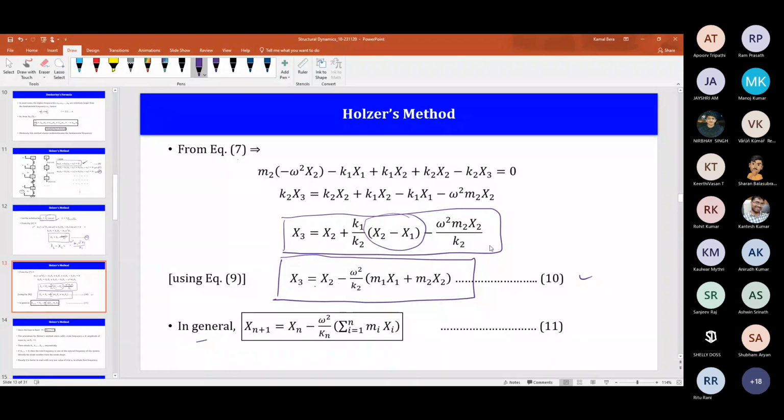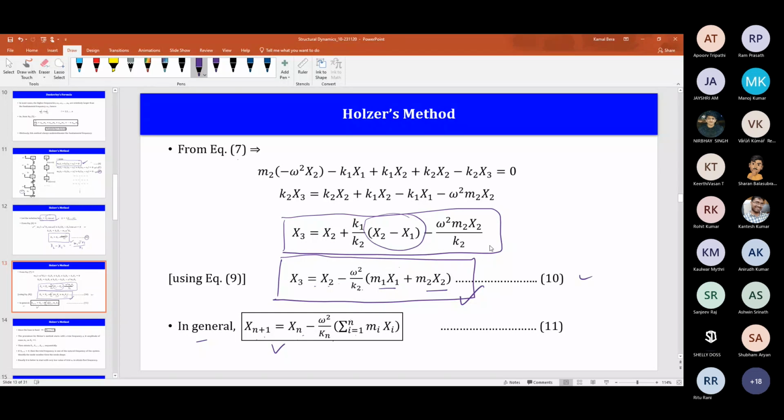So in general, I can write x(n+1) equals xn. Just follow this equation. x(n+1) equals xn minus omega square by k2. Here it is 2, but it should be n, right? And the summation of i equals 1 to 2: m1 x1 plus m2 x2, that means the summation of i equals 1 to 2 of mi xi. So here it is i equals 1 to n of mi xi.